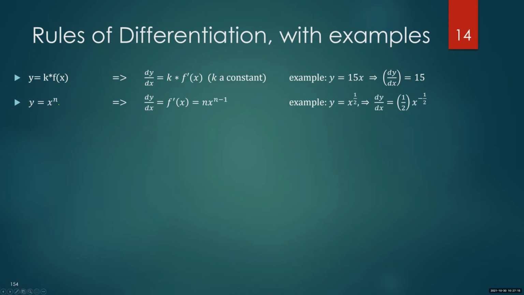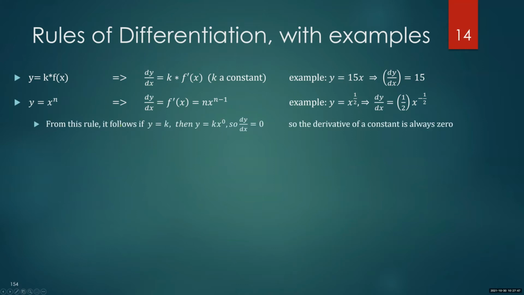If y is x to the power of n, then dy dx is n times x to the power of n minus 1. A very simple example here is if y is equal to x to the power of a half, dy dx is equal to half of x to the power of minus a half. So you simply take the half, which is the power n, and then you change the exponent of x to n minus 1.